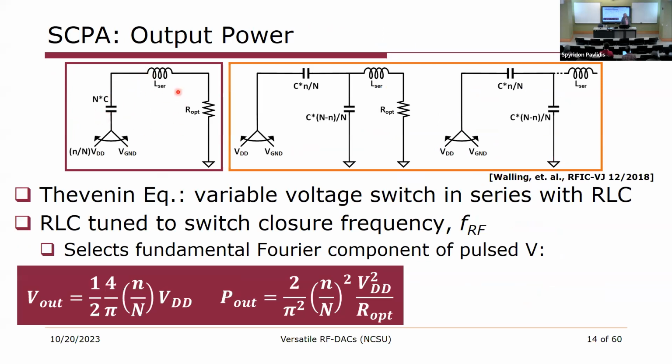And for the circuit on the left here, we model the switching behavior as going between VDD, a scaled version of VDD and ground at the RF rate. And we have the total capacitance in the array and the inductance in series. And we can calculate the output voltage on the resistor as being 1/2 times 4 over pi times little n over big N times VDD. So again, a linear amplifier. The 1/2 and 4 over pi come from RMS operation and selecting the fundamental component of the Fourier series expansion of the square wave.